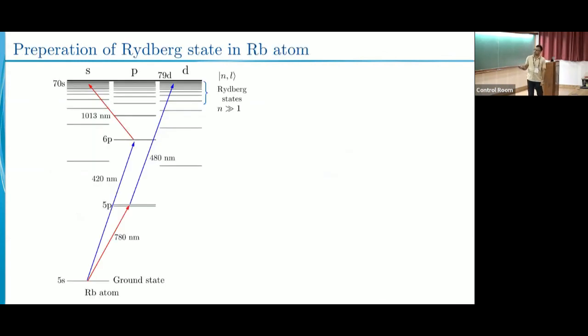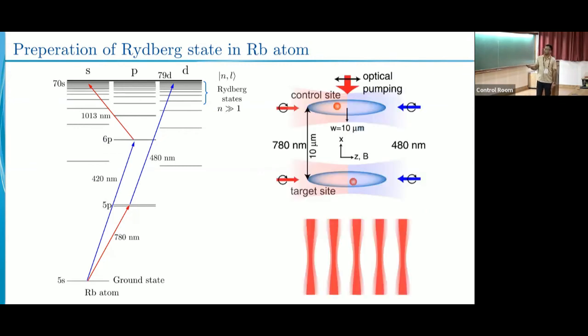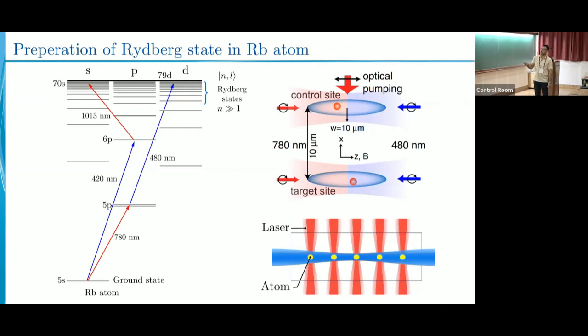Here I'm also showing one of their papers, from the Saffman group. Our future plan is like this: we will be trapping all the atoms in a one-line group, and we will excite the atoms using the blue laser, this one at 480 nanometer, and we are planning to make some quantum gates like this. This is our future plan.